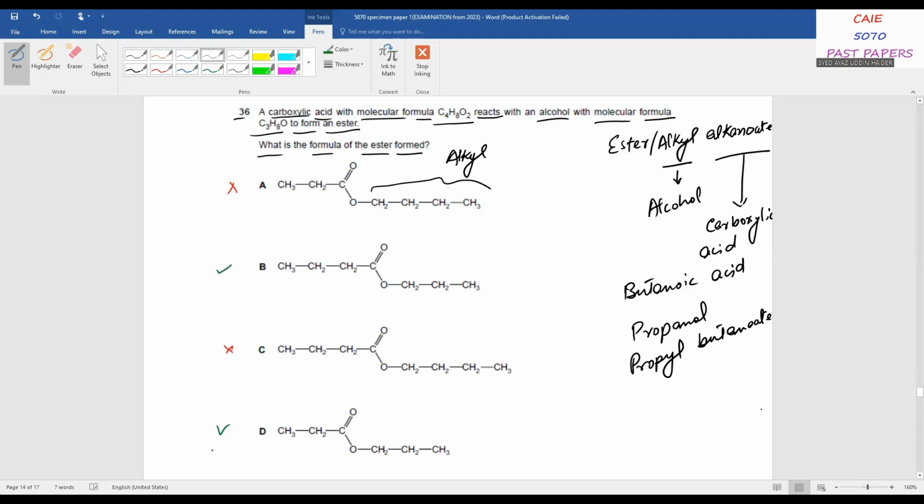Now, what about the alkanoate group? It must be butanoate. Butanoate means there must be 4 carbon atoms. So choice B should be the right answer. D is also incorrect because there are 3 carbon atoms.